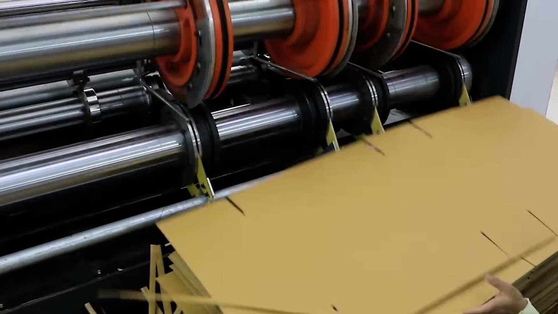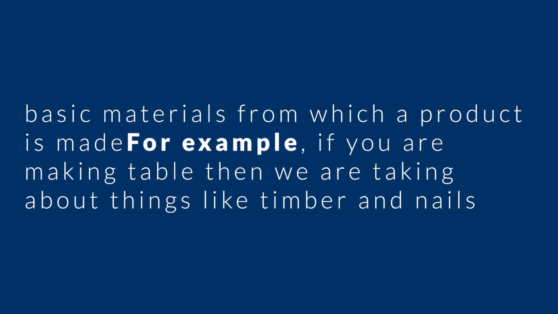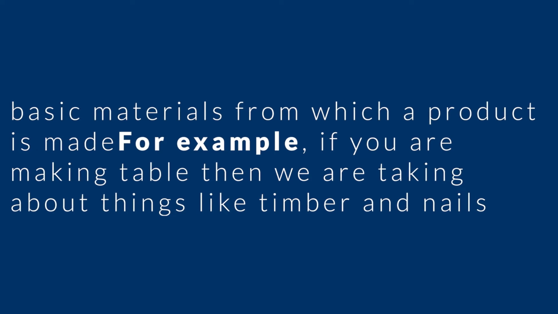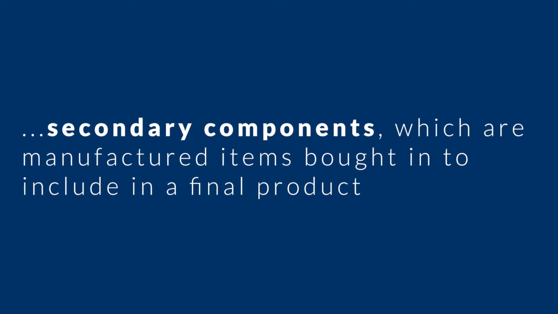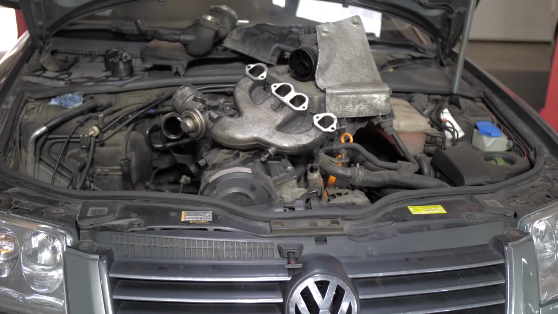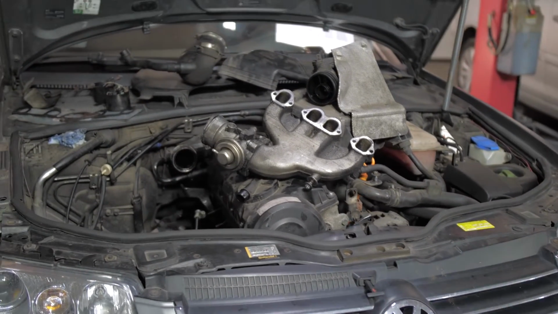Basically, the point here is to look at stock in terms of what is physically held and where it sits in the production process. So when we talk about raw materials, these are the sort of stock that can also be referred to as primary materials, okay? They are basic materials from which a product is made. For example, if you are making tables, then you're talking about things like timber and nails, okay? Now, in the production context, we also have secondary materials or secondary components, which are manufactured items bought in to include in a final product. So in a car manufacturing company, they don't make all the parts in-house. Some parts are bought from other companies and are just installed during production. So those are going to be the secondary components.